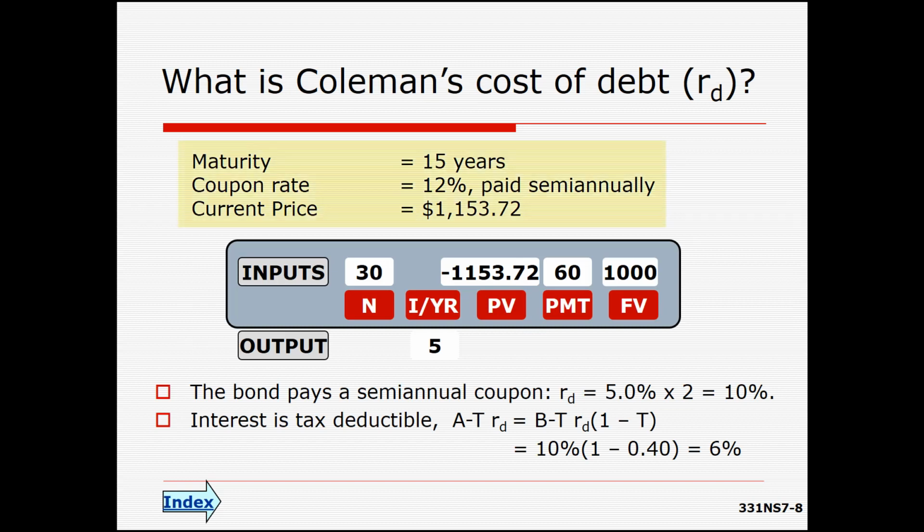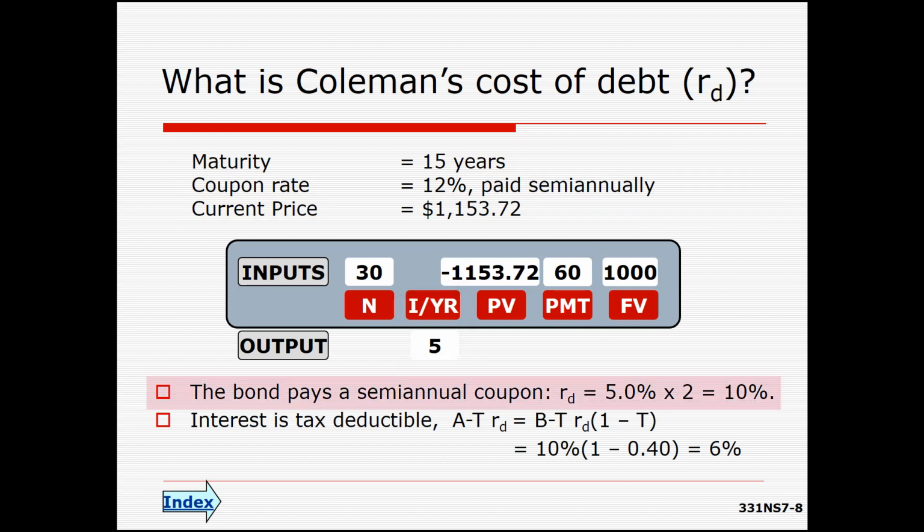With a maturity of 15 years and semi-annual coupons, N is 30. The coupon of 12% annually equals $120 divided by 2, so payment is $60. Current price is entered as a negative present value. Future value is $1,000. Solve for IY, 5%.